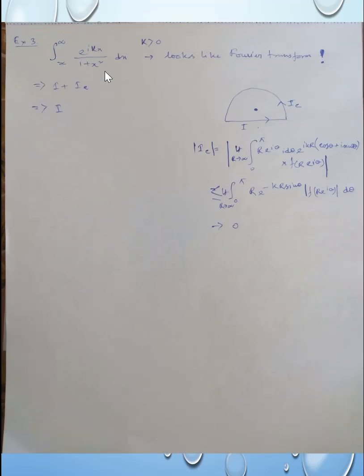I think Kartik already taught you the Fourier transform. See here, it looks like some Fourier transform, right? So we will first calculate for k greater than 0. Here k is greater than 0, right? For this type of function, we also have to consider a semicircle type contour.